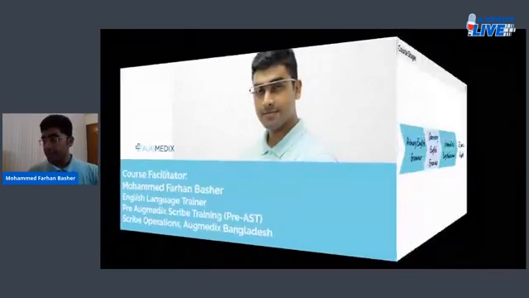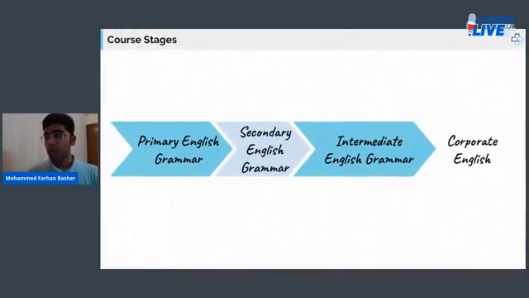Right. So these are the 4 core stages that we have designed and that we will be going through, inshallah. The first stage is, of course, primary English grammar. The second stage is secondary English grammar, the third stage is intermediate English grammar, and in the fourth stage we will be covering corporate English.